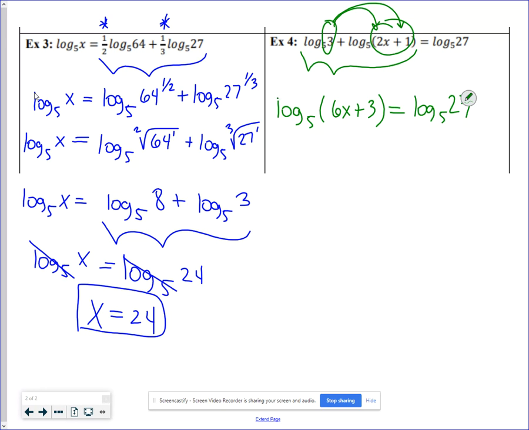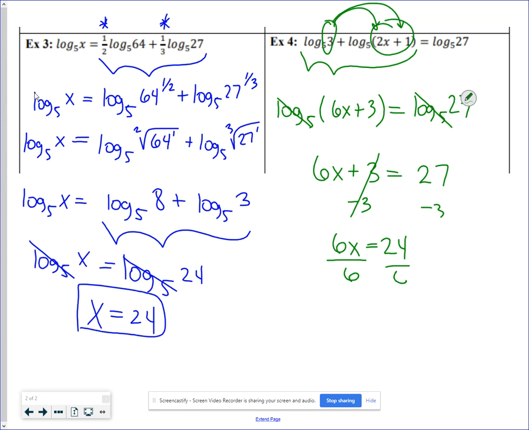So now, log base 5 and log base 5 cancels out. We got 6x plus 3 is equal to 27. Subtract 3, subtract 3. 6x is equal to 24. Divided by 6, divided by 6, x is equal to 4.